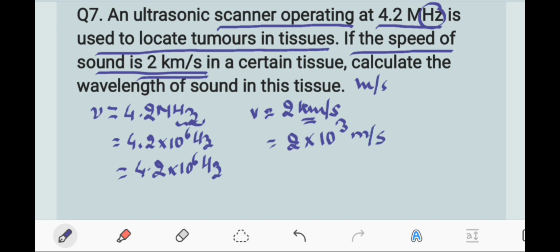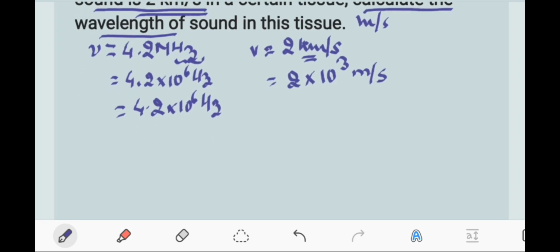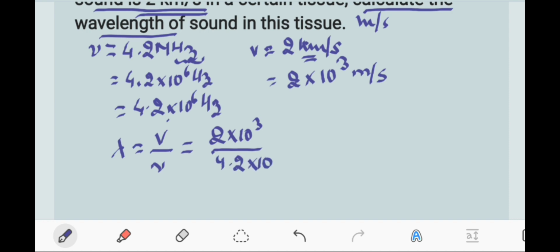Clear? Now let's move to the next part. We are supposed to calculate the wavelength. We know the formula of the wavelength, that is wavelength is equal to velocity of the wave divided by frequency of the wave. The velocity is 2 into 10 to the power 3 and frequency is given over here, that is 4.2 into 10 to the power 6.